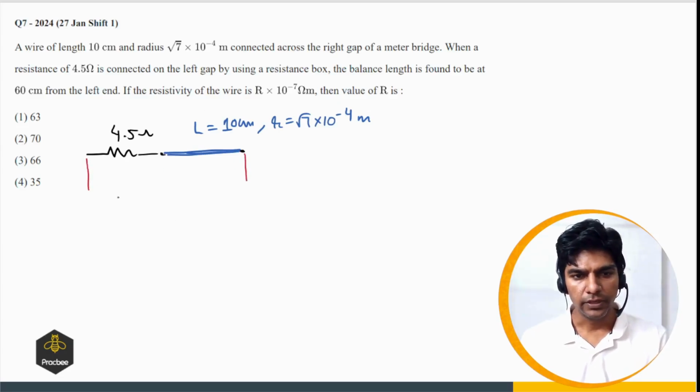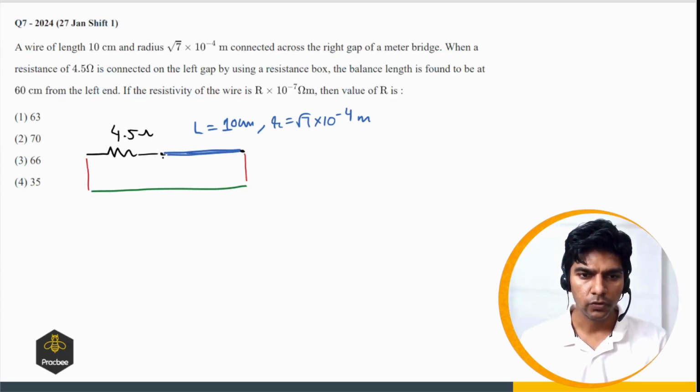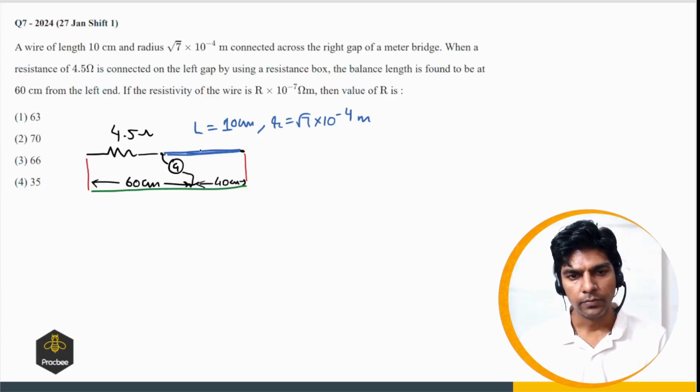And there is a meter wire. The balance length is found to be at 60 centimeter from the left end. So there is a galvanometer, and here we have the balance length. So this is 60 centimeter. If this is 60, this will be 40. If the resistivity of the wire is R into 10 raised to power minus 7, the value of R is.